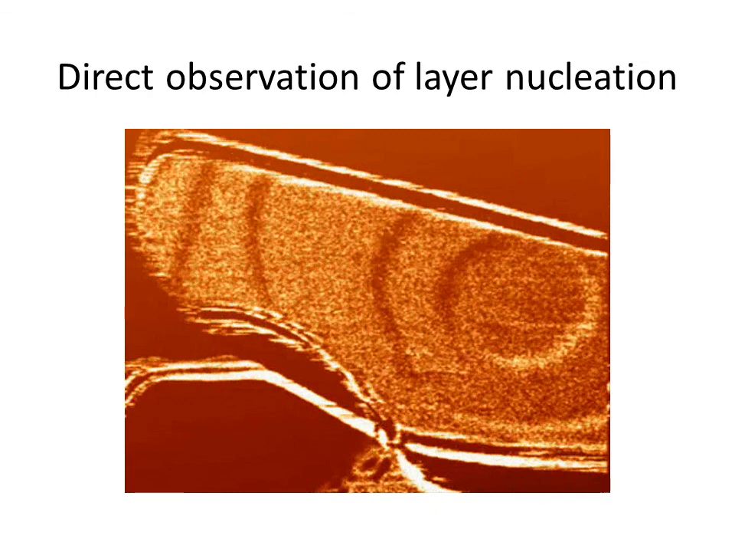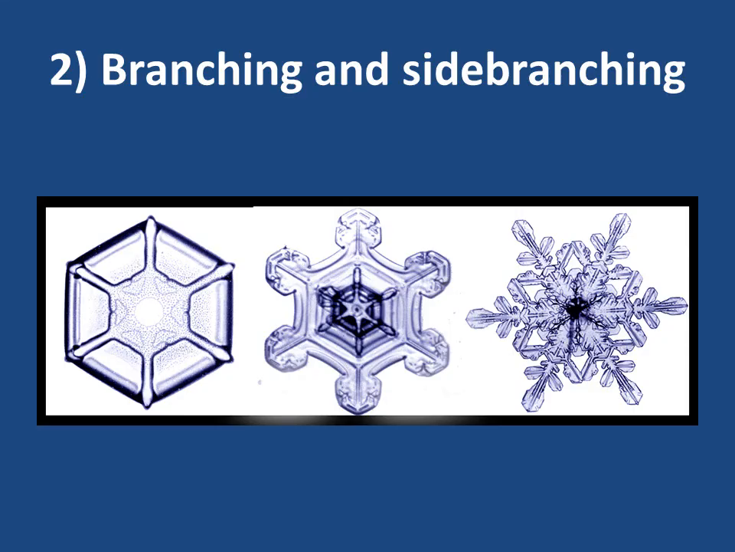Now, one thing about these observations is that they're done in a pure vapor on a relatively large ice surface, not on snow crystals in air. Now, with a crystal in air, the nucleation will always be at the same point, generally the corner. Still, this is a very impressive experimental observation. Next, we examine branching and side branching.